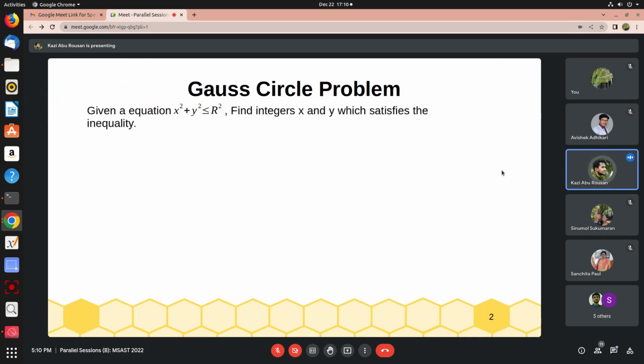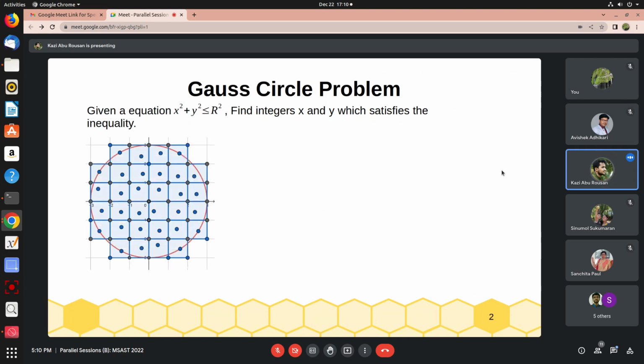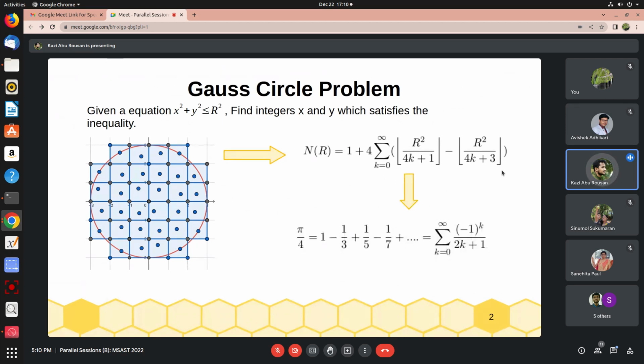So what was this particular thing? It is fairly well known that this problem tells you, if you have a circle, how many lattice points, that is the points x and y, where x and y are integers, satisfy this particular inequality. And Gauss has given us a formula which can give us this, and this formula can also be used to prove the Leibniz formula series for pi.